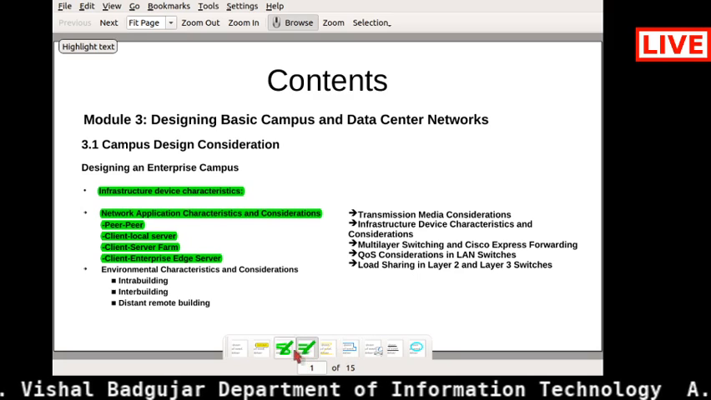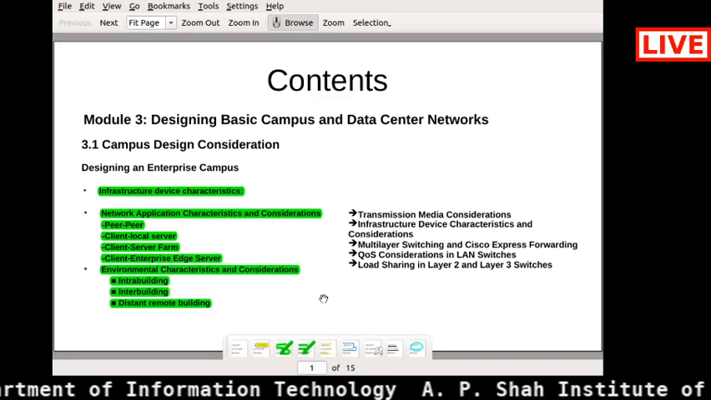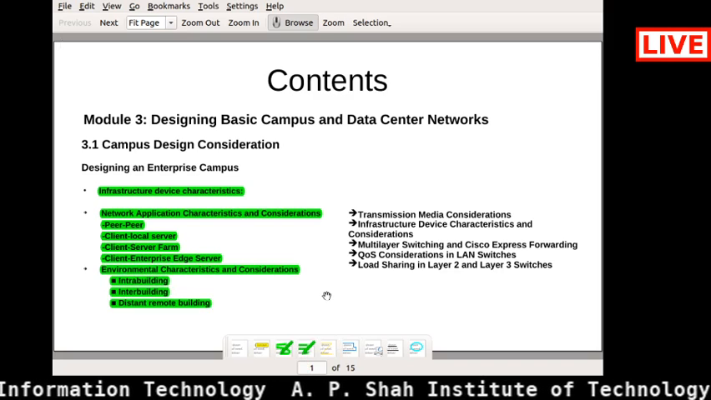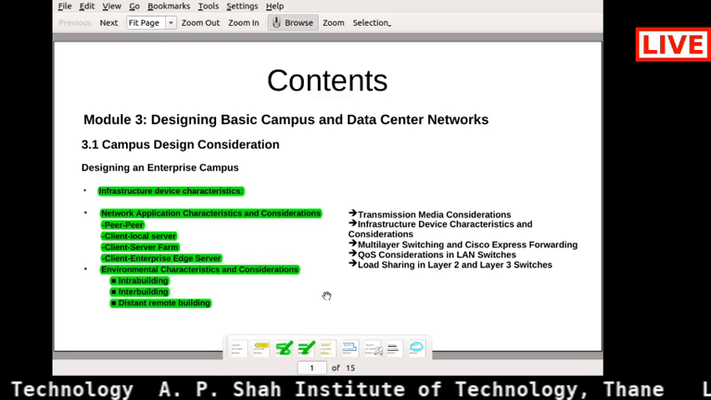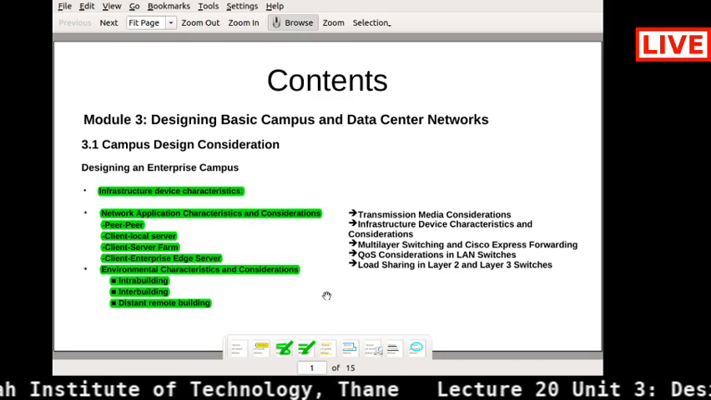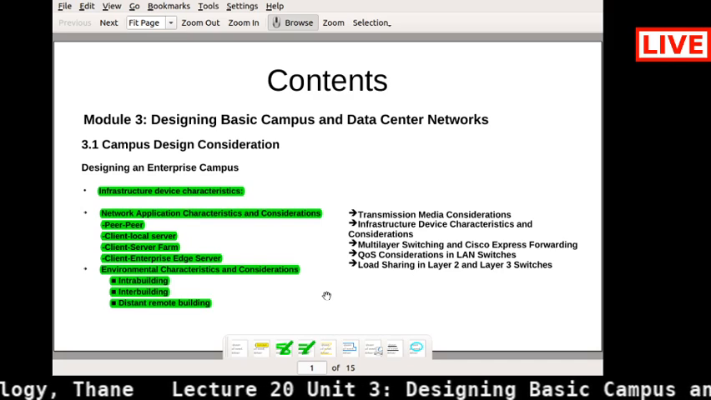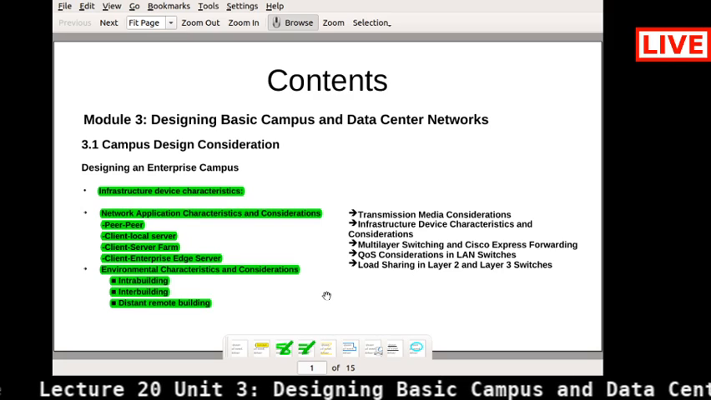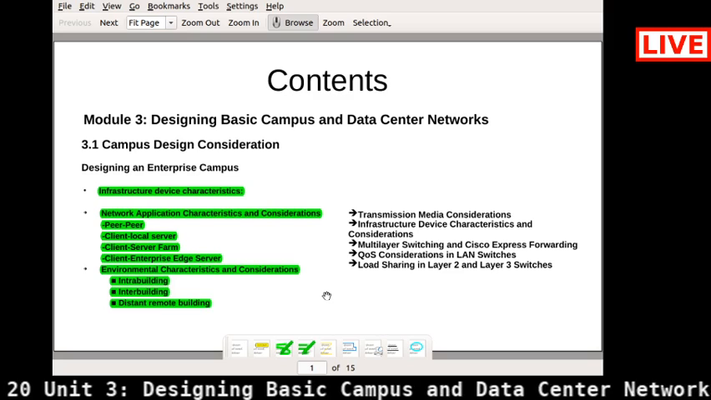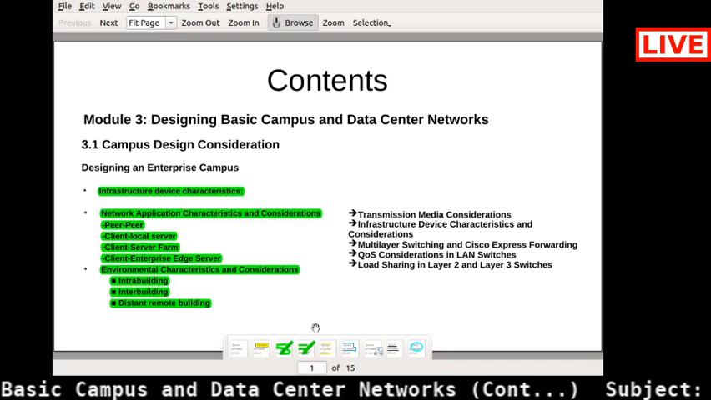After that we already discussed the environmental characteristics as well, right? If the network is between intra-building or inter-building, or if you are using distant remote buildings, then how will these particular constraints take place in your network designing?